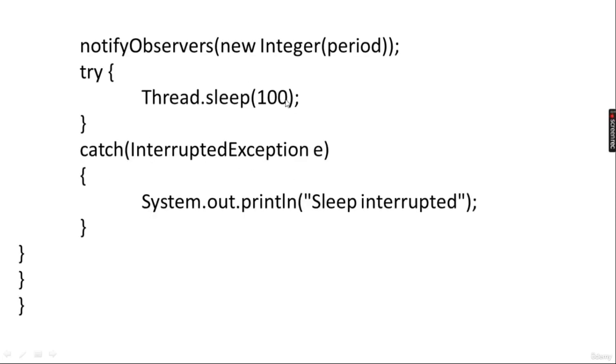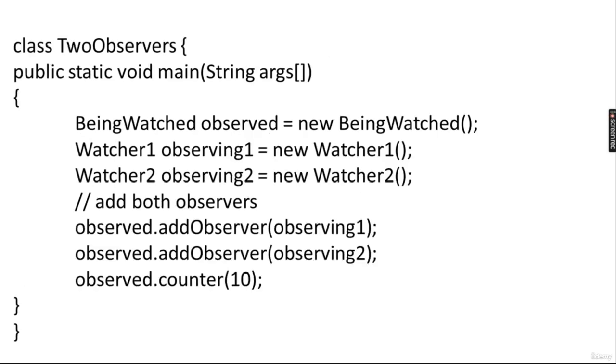Then one tenth of a second, that is 100 milliseconds, this will be sleeping. And then next is InterruptedException, if the thread is interrupted in between. So now, two observers with the main method.